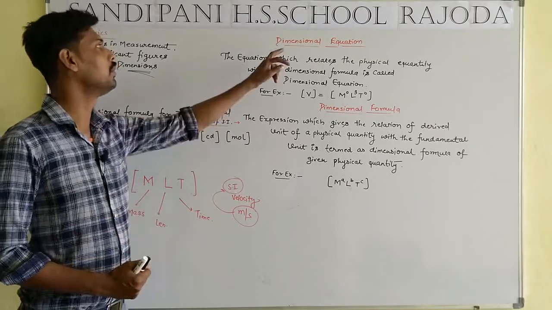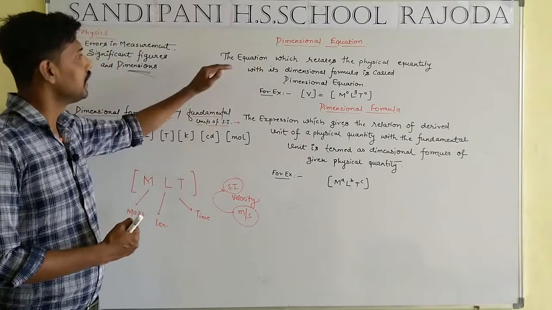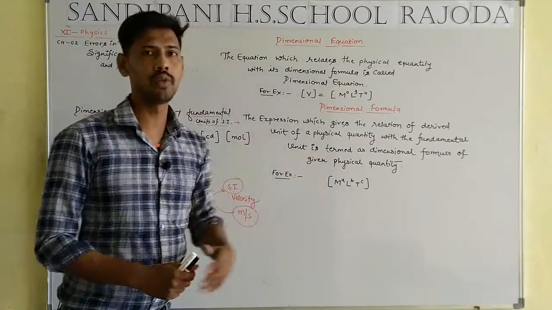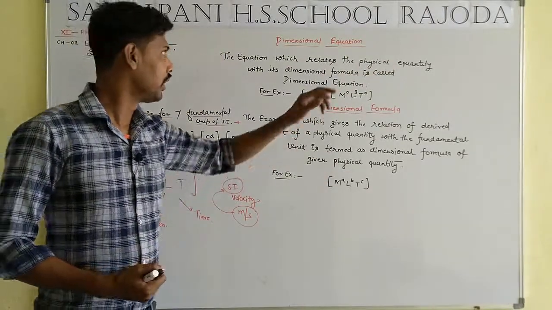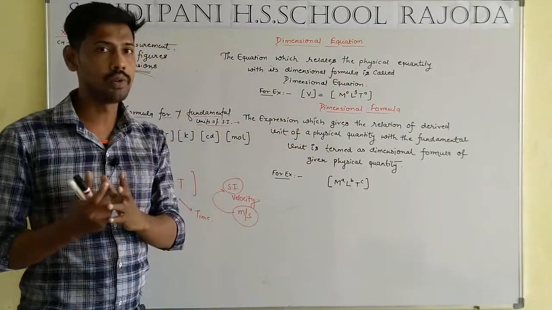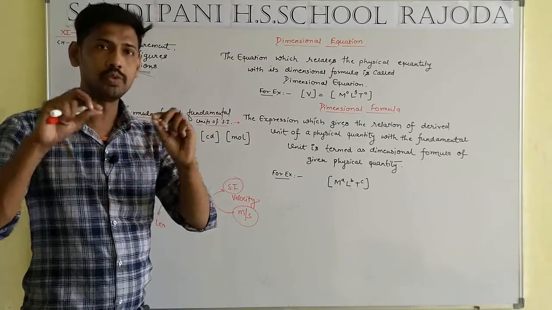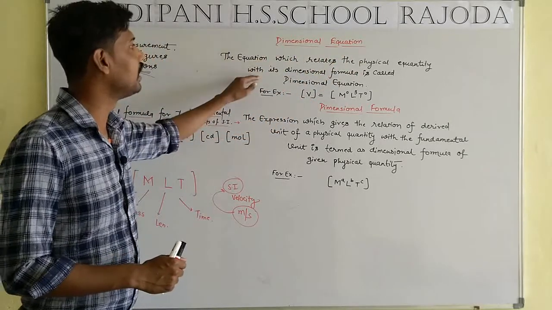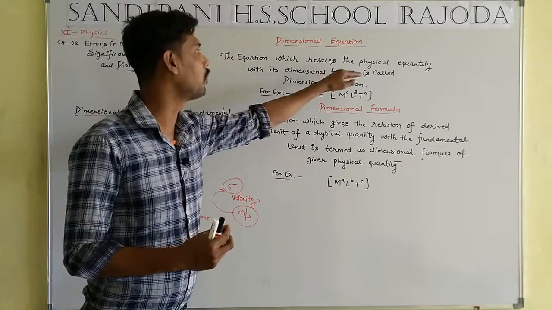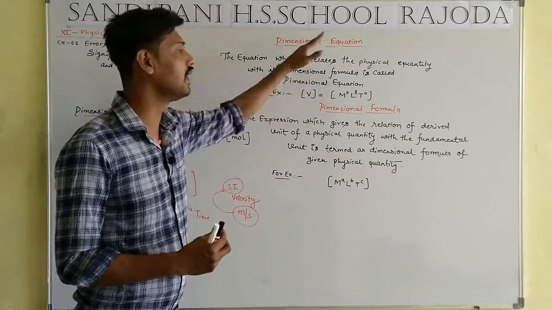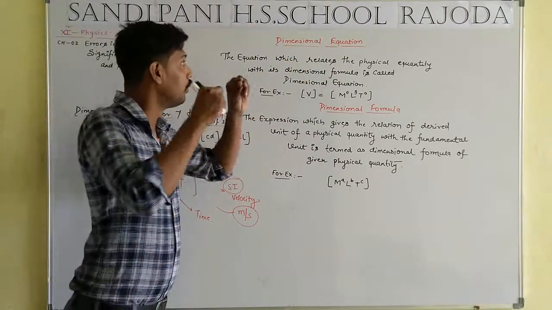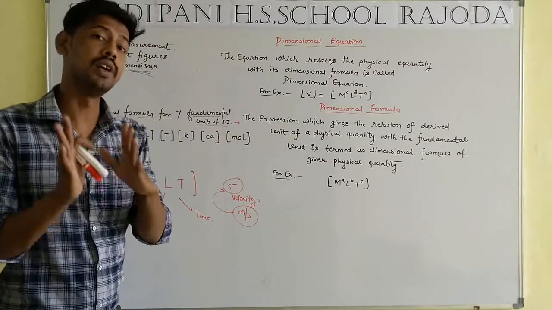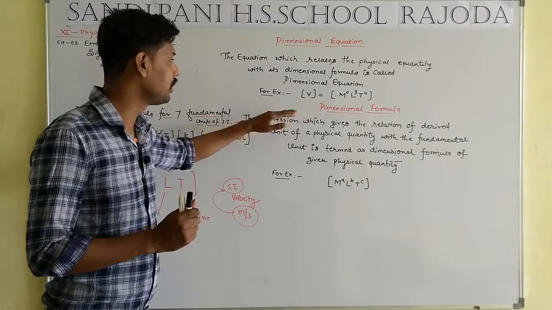So what is the meaning of the dimensional equation? Student, the equation which relates the physical quantity. In the last lecture you learned about the physical quantity, that means which is used for measurement. The equation which relates the physical quantity with its dimensional formula is called the dimensional equation. That means for dimensional equations, understanding the dimensional formula is very important. And what is the meaning of the dimensional formula?